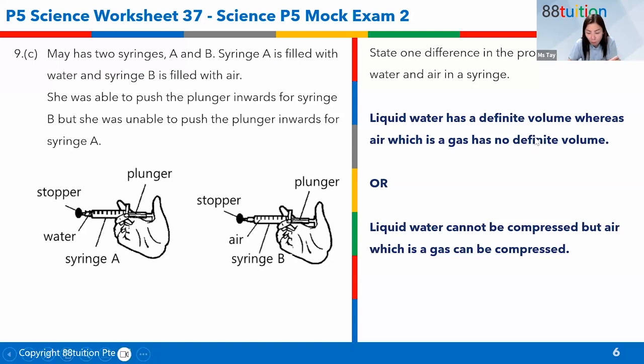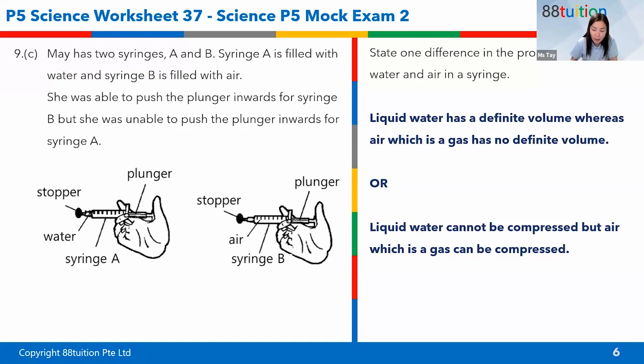When its volume is not definite, for example, the gas, I put this amount of gas in a big room, it will occupy the whole space. I put this same amount of gas into a small box, it will occupy the space in the box. Clear? Okay, so this is how it works.